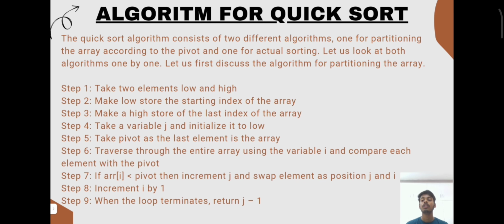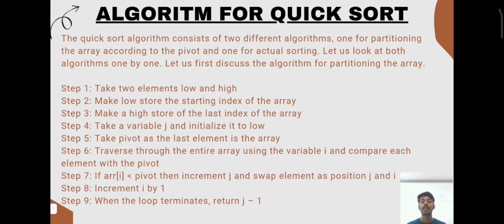Algorithm for quicksort. The quicksort algorithm consists of two different algorithms, one for partitioning the array according to the pivot and one for actual sorting. Let us look at both algorithms one by one. Let us first discuss the algorithm for partitioning the array. Step 1. Take two variables, low and high. Step 2. Make low store the starting index of the array. Step 3. Make high store the last index of the array.